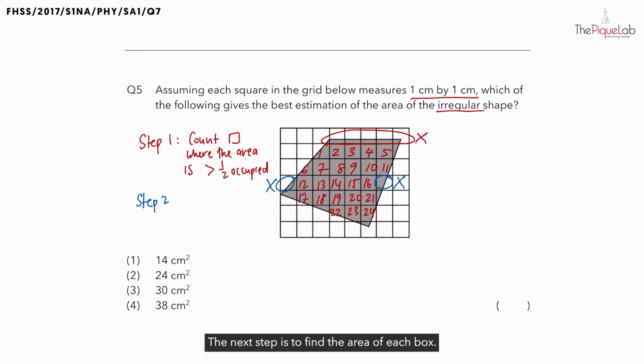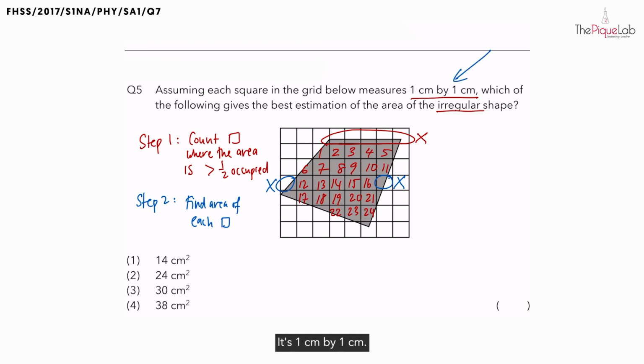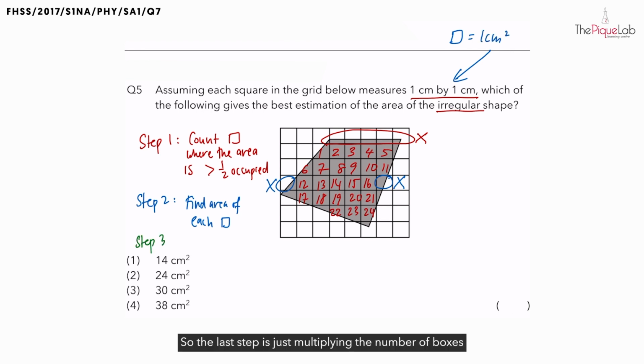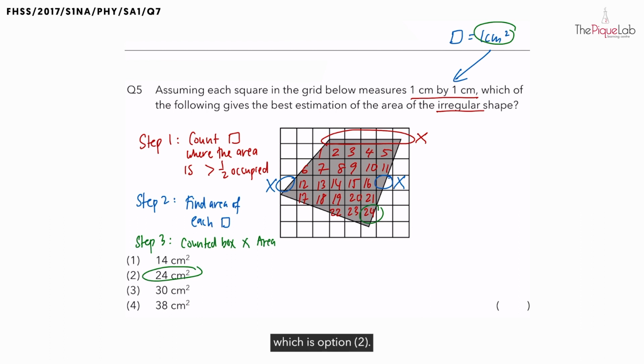The next step is to find the area of each box. Now check the dimensions given in the question. It's 1 cm by 1 cm. So what's the area of each square? It is 1 cm square. So the last step is just multiplying the number of boxes where the object has occupied more than half of the area by the area of each box, which is 1 cm square, giving us the estimated area of this figure as 24 cm square, which is option 2.